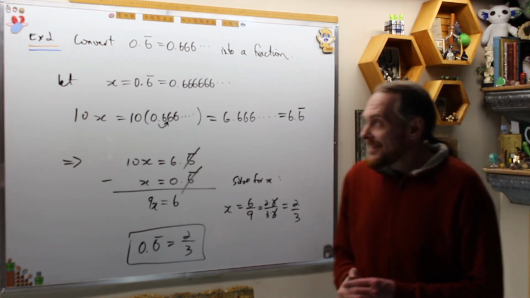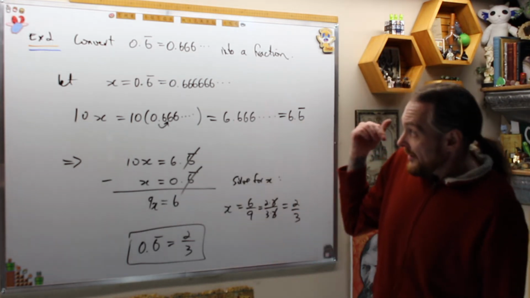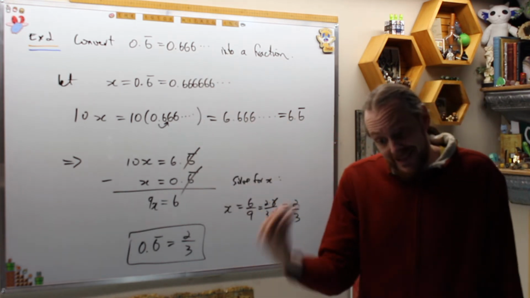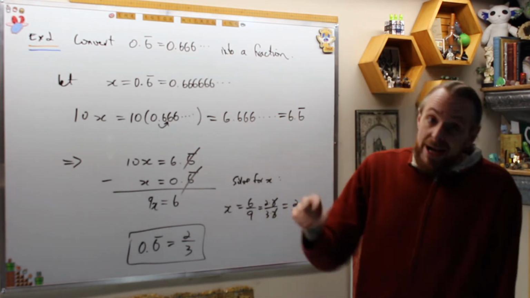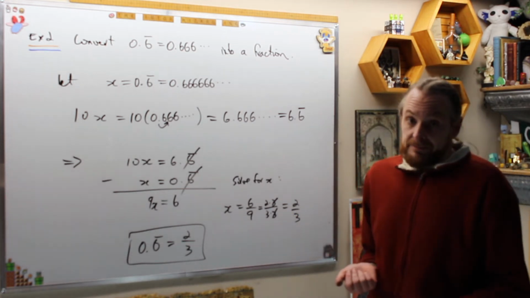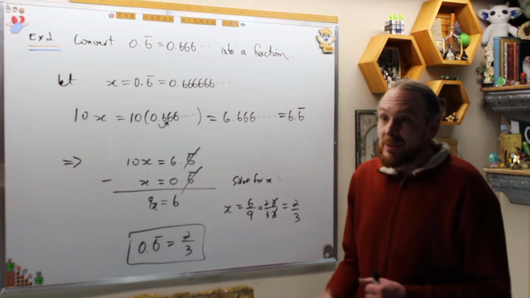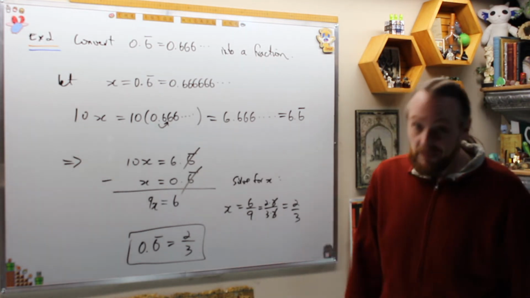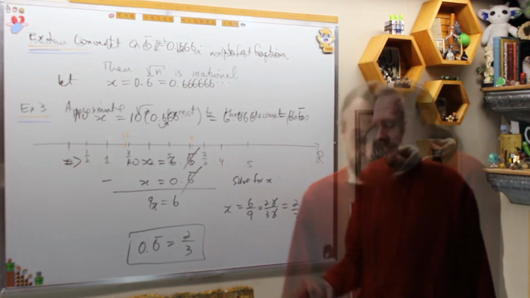Again, the idea here is we're going to take a number that has a repeating expansion, create two numbers that have the same repeating expansion, subtract them to get rid of the repeating expansion, and then solve for x. Now let's see how to find the decimal expansion of one kind of number, namely the square root of non-perfect squares.